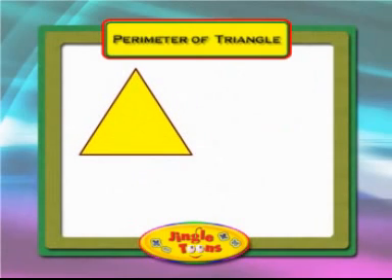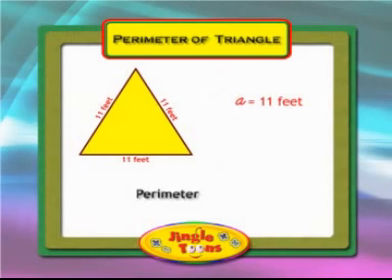But if this was an equilateral triangle with all its sides of 11 feet each, the formula would be used in this way. A is equal to 11 and the formula is perimeter is equal to 3 multiplied by A. So, perimeter is equal to 3 multiplied by 11. This means perimeter is equal to 33 feet.